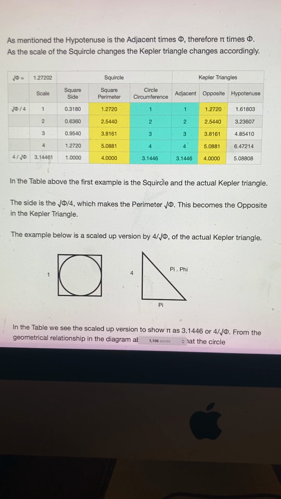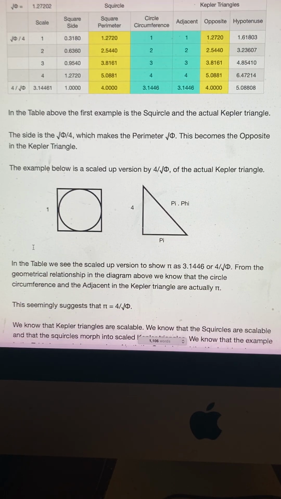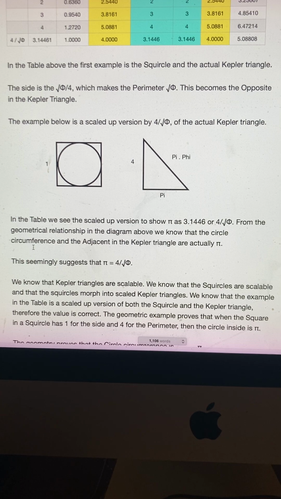In this table above, we can see the first example is the squircle itself and the actual Kepler triangle. The side is the square root of phi over 4, which makes the perimeter the square root of phi. This becomes the opposite in the Kepler triangle. The example below is a scaled up version by 4 over the square root of phi of the actual Kepler triangle.